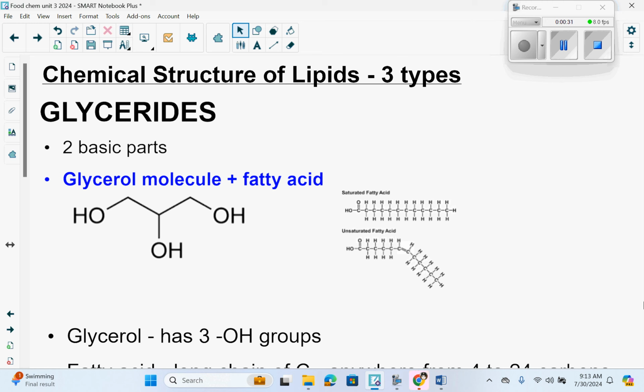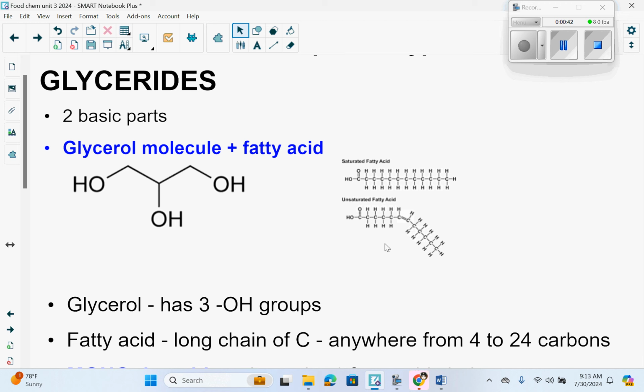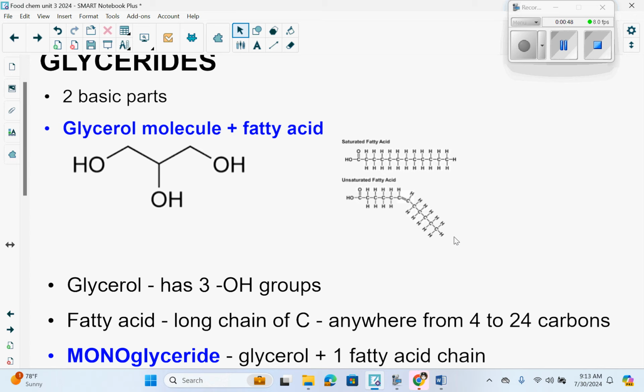Glycerides. There are two basic parts to glycerides. You have the glycerol molecule, which is right here. It has three, what's called an OH group. And then you have a fatty acid. And a fatty acid is a long chain of carbon. It can be anywhere from 4 to 24 carbons.